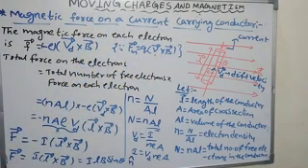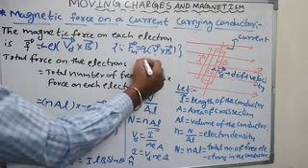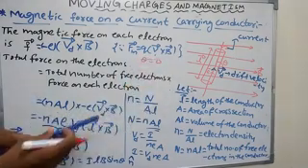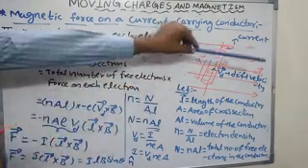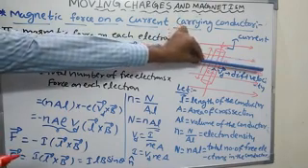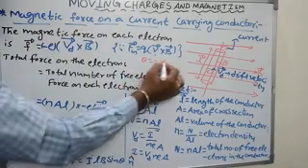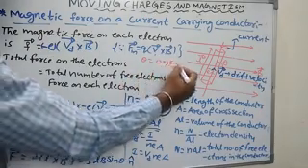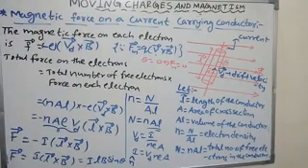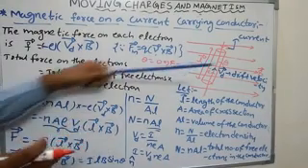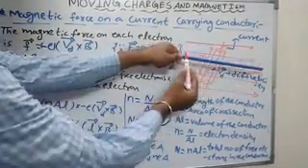Now, if theta changes, the force on the current carrying conductor also changes. If theta is equal to 0, the current carrying conductor is placed parallel to the magnetic field. Then what is the force acting on it? Theta 0 means sin 0 is 0. Then in this case, the magnetic force acting on it is 0.